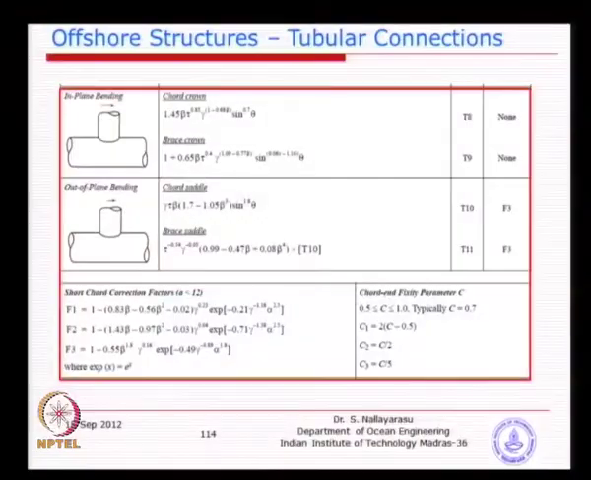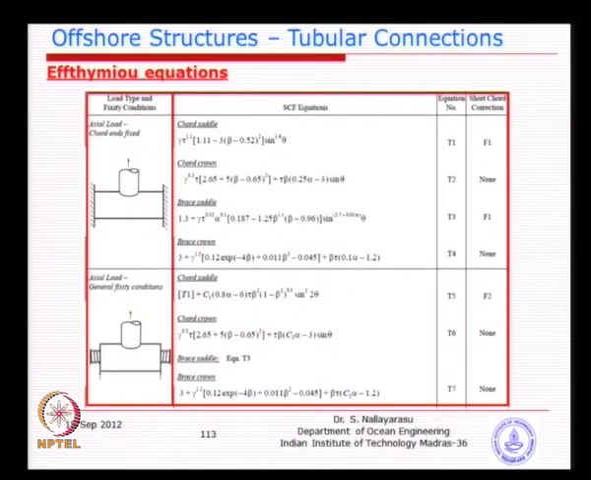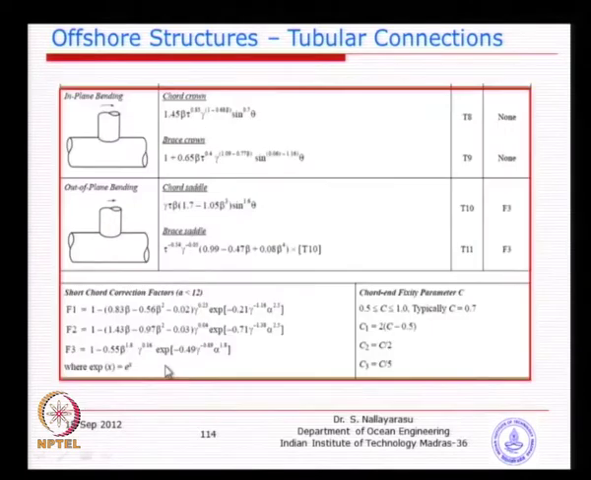So, the first set of equations is for T joints, axially loaded, fully fixed condition. The second one is for spring. The next one is in plane and out of plane. Of course, the boundary condition does not really influence too greatly because of flexibility, and the correction factors and corresponding coefficients are required for the calculation of the end fixity parameter. Basically, typically C will be 0.7, meaning partially fixed.